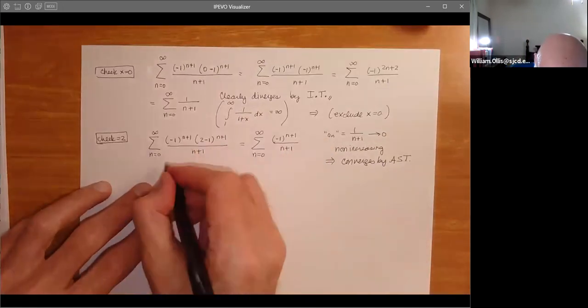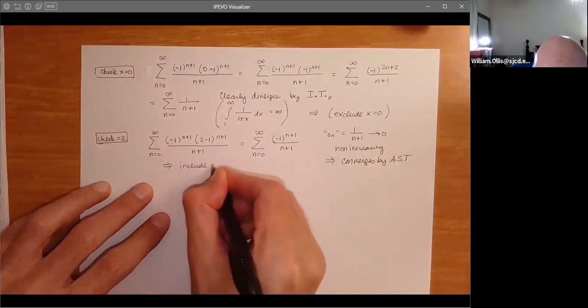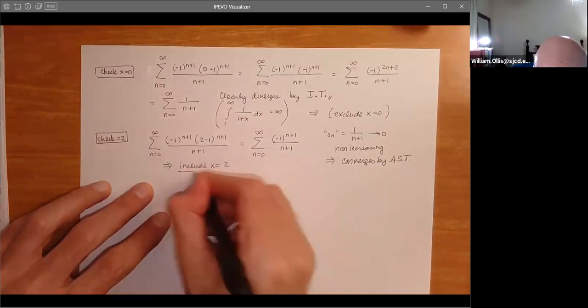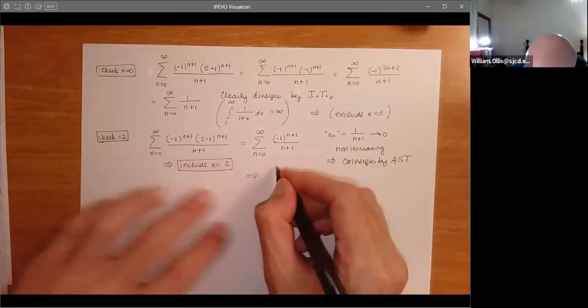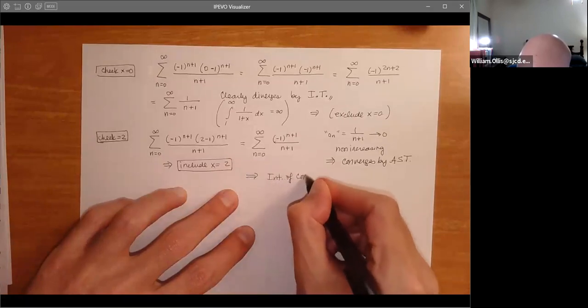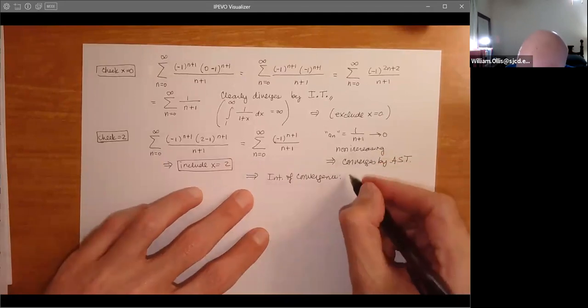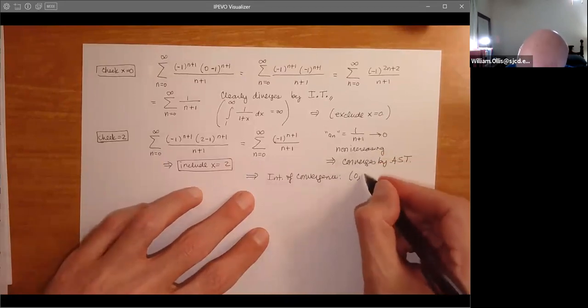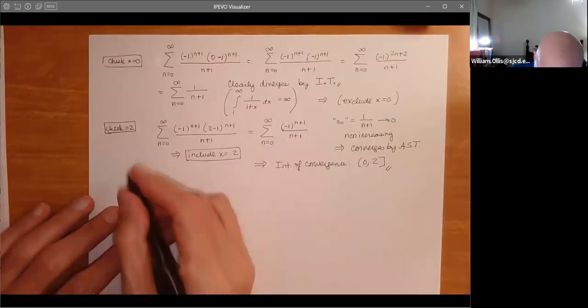So this means include x equals 2. So for f, this implies the interval of convergence will be 0 to 2. 0 not included, 2 included.